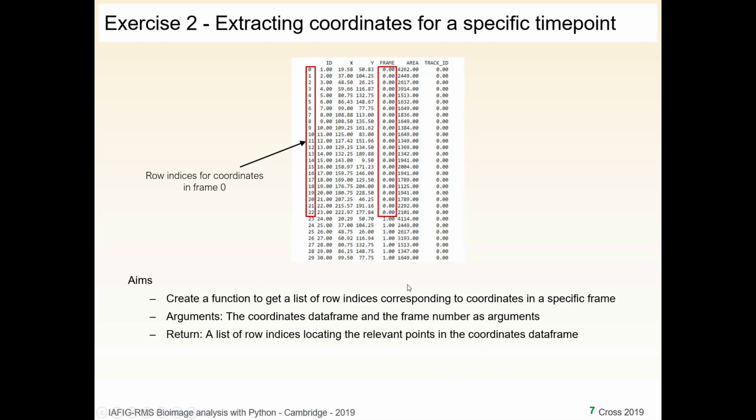This is a typical sort of format now that we'll be using going forward. So there's a description: create a function to get a list of row indices corresponding to coordinates in a specific frame. We get arguments, so these are the inputs to the function that we're going to be writing. For this, we want to be passing in that coordinates data frame and also the frame number that we want to be extracting the row indices for. And then the returned value is going to be a list of row indices, so these values here, locating the relevant points in the coordinates data frame.